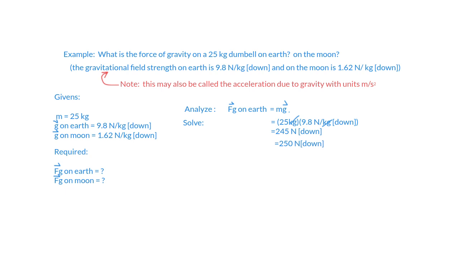I'm going to just do this exact same process, but for g, for the moon, I'll put in 1.62. So I've got my force of gravity for the moon is equal to 25 kilograms times 1.62. That gives me, if I round to 2 digits, 41 as my final answer. And that would be newtons down towards the center of the moon.